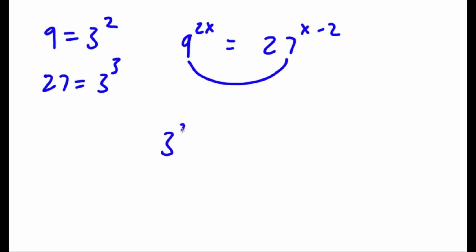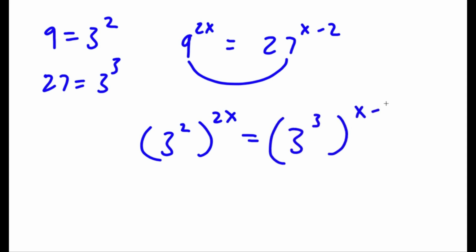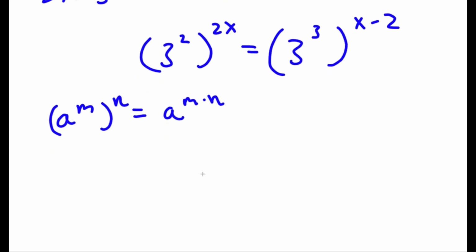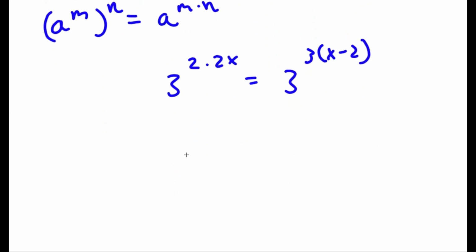So now if I do this, I get 3 to the power of 2 to the power of 2x is equal to 3 to the power of 3 to the power of x minus 2. Now, if I have something in the form a to the power of m to the power of n, this is equal to a to the power of m times n. So 3 to the power of 2 to the power of 2x, that's going to equal 3 to the power of 2 times 2x. This is equal to 3 to the power of 3 times x minus 2. 2 times 2x is 4x, so I have 3 to the power of 4x is equal to 3 to the power of 3x minus 2.